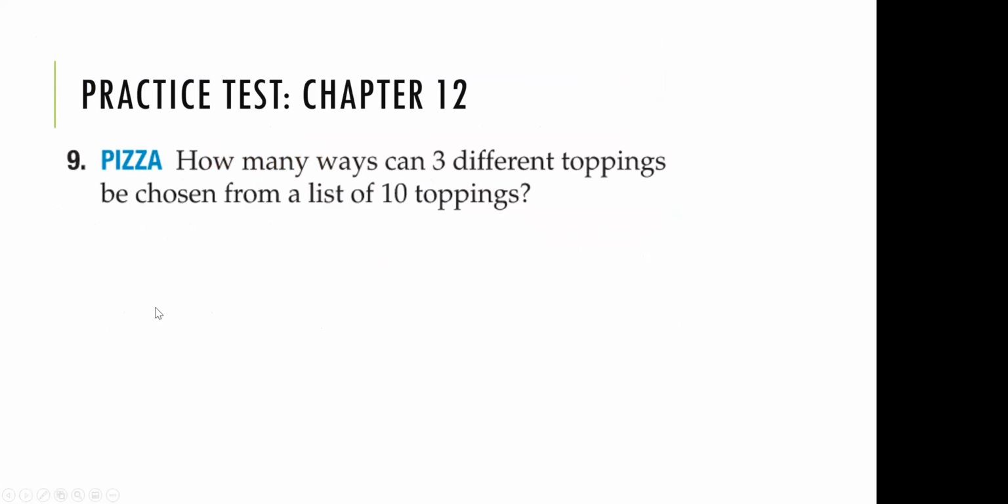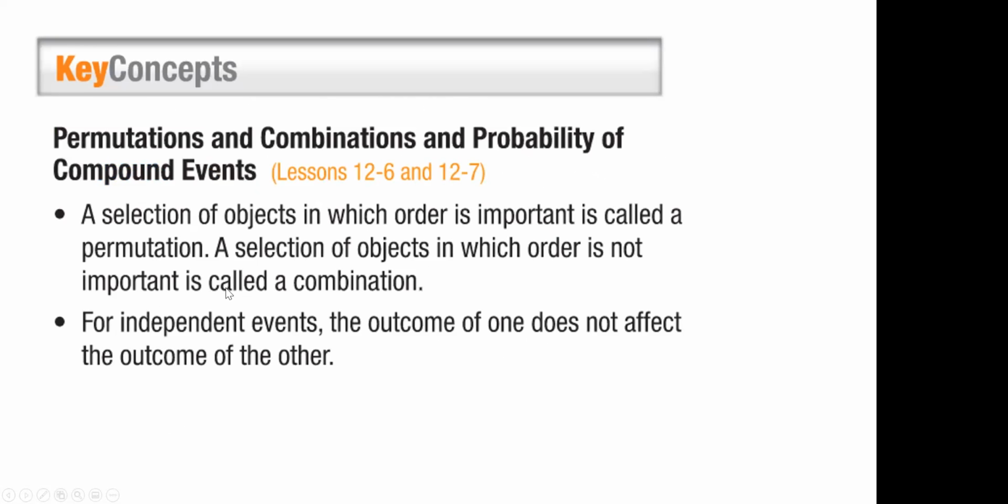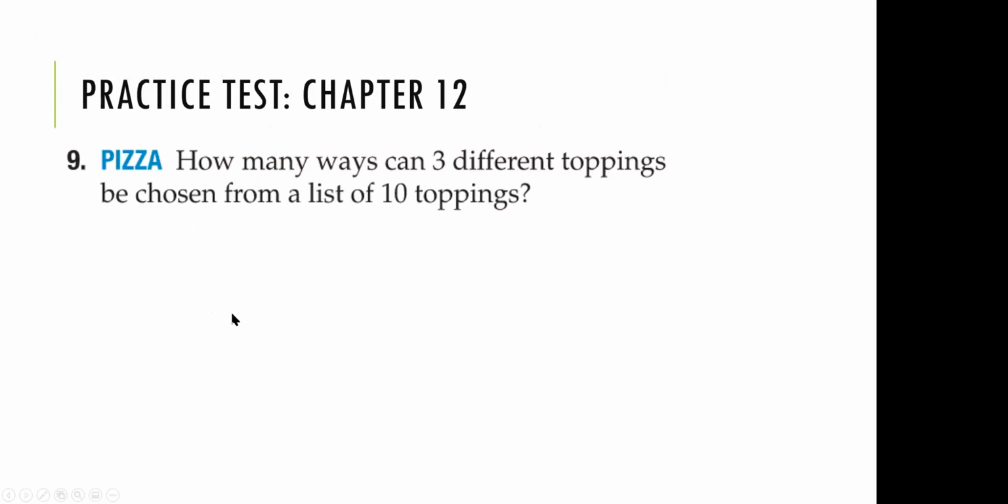Okay, so number 9 says, how many ways can 3 different toppings be chosen from a list of 10 toppings? This is going to be a combination because the order does not matter. If you're talking about a pizza, let's say you want cheese, pepperoni, and sausage. It doesn't matter if you order cheese, pepperoni, and sausage or sausage, pepperoni, and cheese. It's still the same 3 toppings, so the order doesn't matter. So this would be a combination.